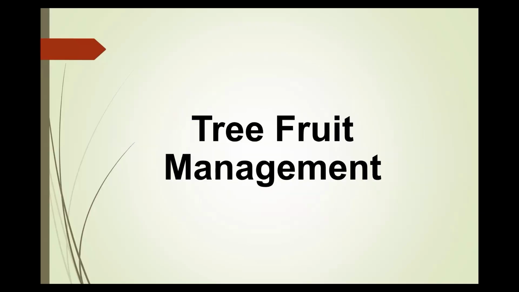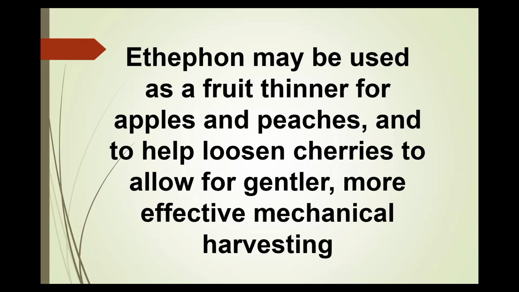Tree fruit management. Ethephon may be used as a fruit thinner for apples and peaches, and to help loosen cherries to allow for a gentler, more effective mechanical harvest. The ethylene that's released promotes the formation of an abscission layer in the fruit stems, that is, the peduncles of the fruit, which allows them to more easily fall from the trees.